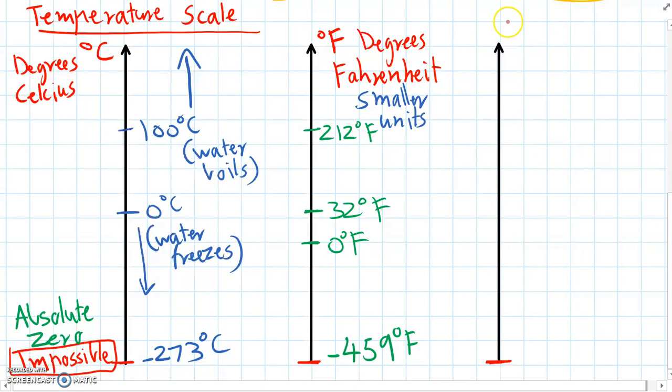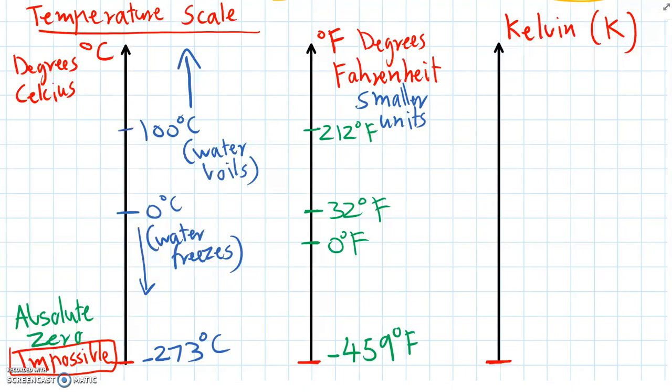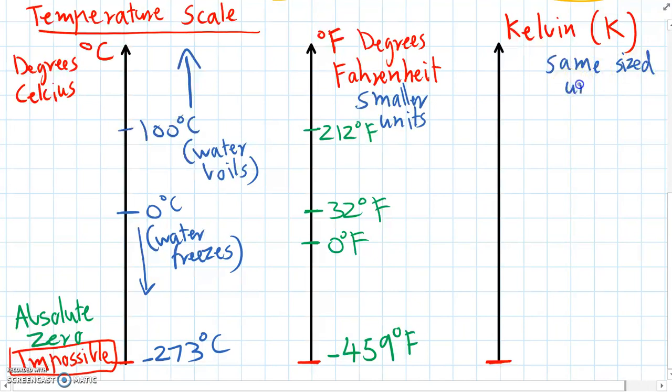Another temperature scale, which you probably haven't heard of, is called kelvins. The unit is capital K. And kelvins are what we use in science most of the time. And the good thing is that 1 Kelvin unit is the same size as 1 degree Celsius. So we have the same size units. But all they do with kelvins is they move 0 Kelvin all the way down to the bottom of the scale. So 0 Kelvin is the same as negative 273 degrees.